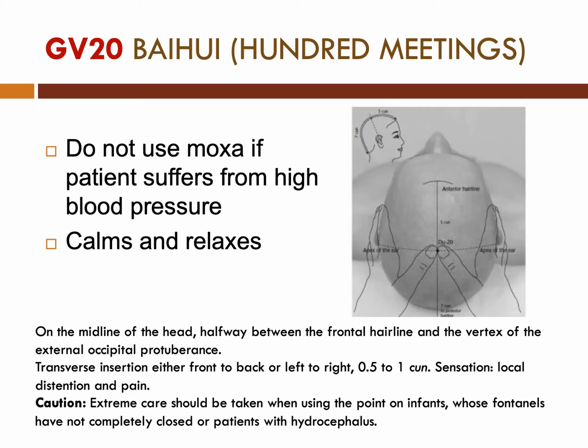Needling is done through transverse insertion, either front to back or left to right, 0.5 to 1 cun. Sensation of local distension and pain could be expected. Extreme care should be taken when using this point on infants, because fontanelles have not completely closed, or on patients with hydrocephalus.